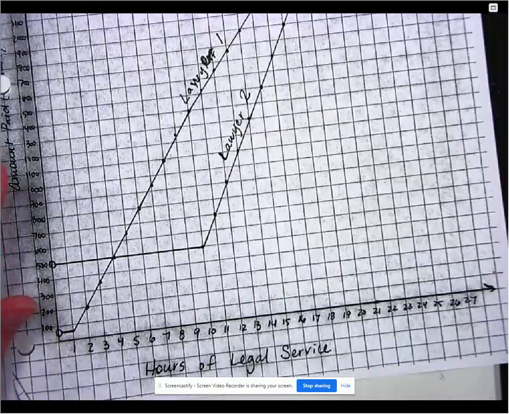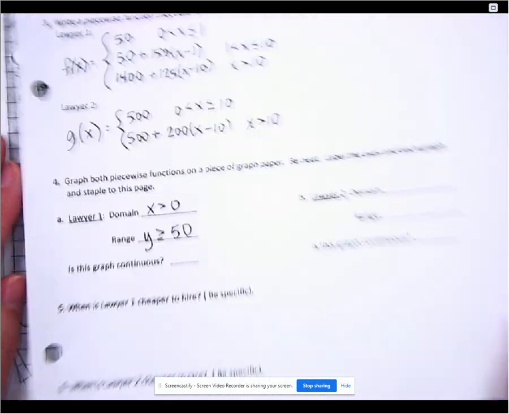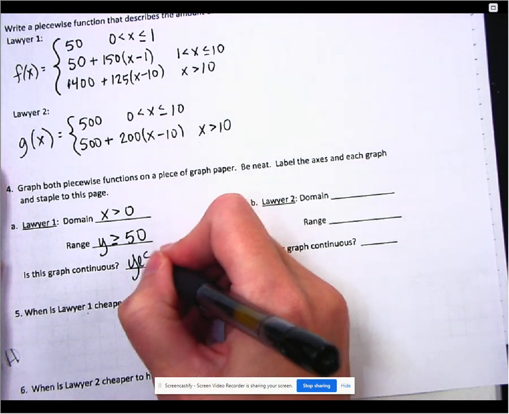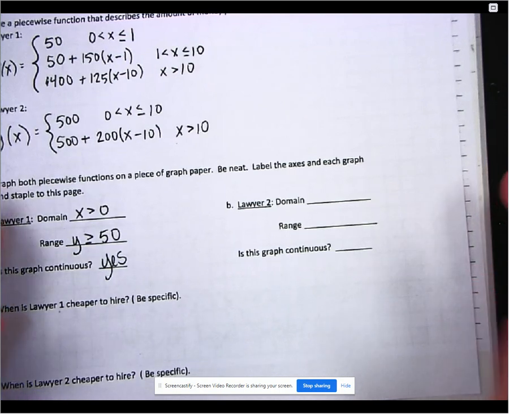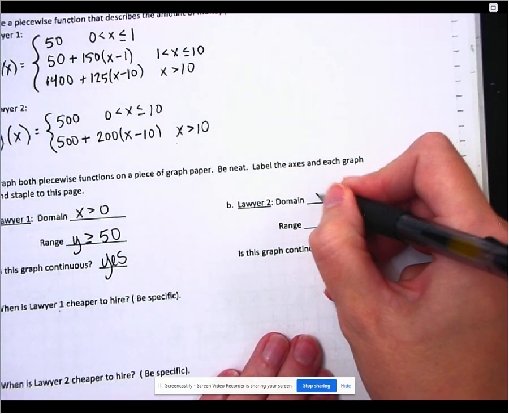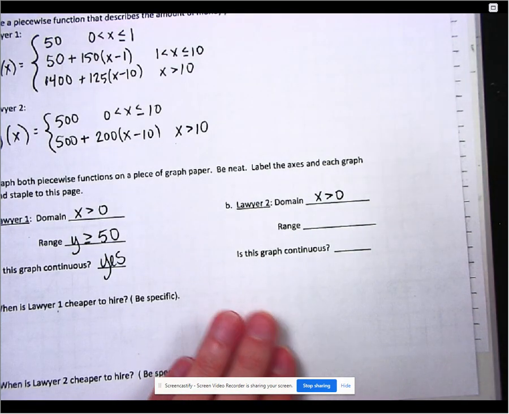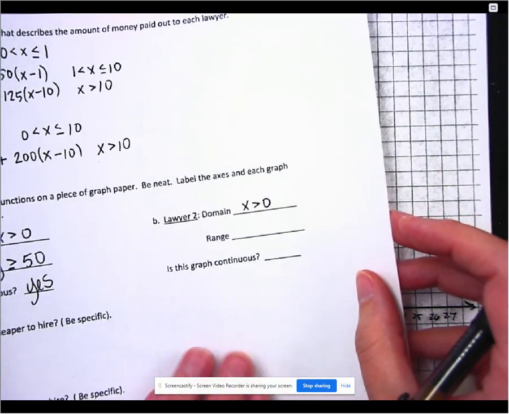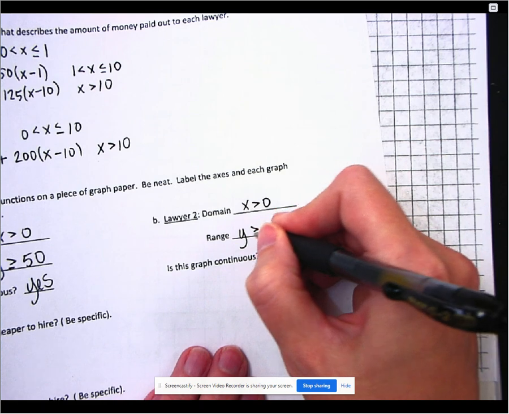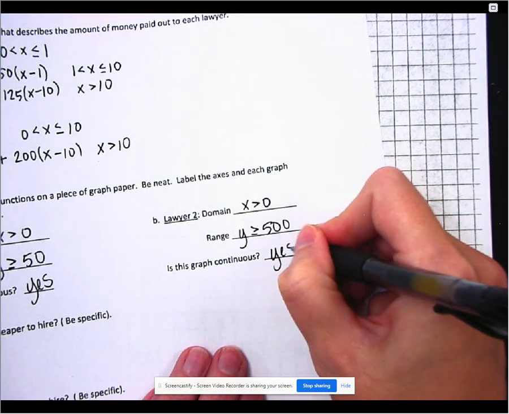And then a continuous graph is a graph that is connected in every way. So this graph is continuous, so we would say yes. All right, the domain of lawyer 2 should be the same. The range is definitely different. So the lowest amount that you would pay this lawyer is $500. So y should be greater than or equal to 500. And this graph is continuous because it is all connected.